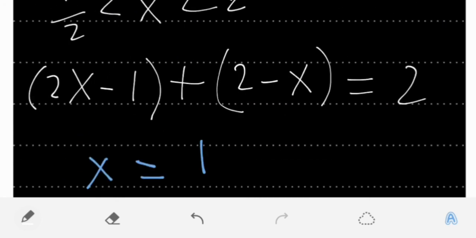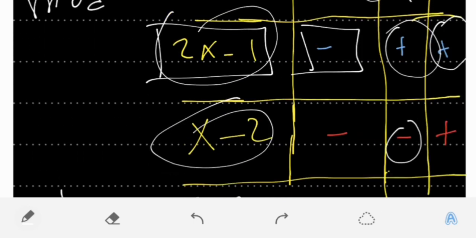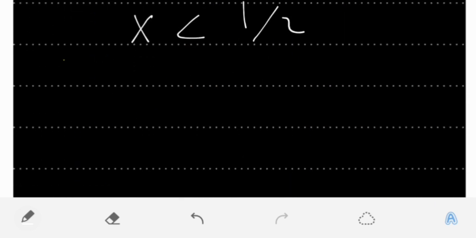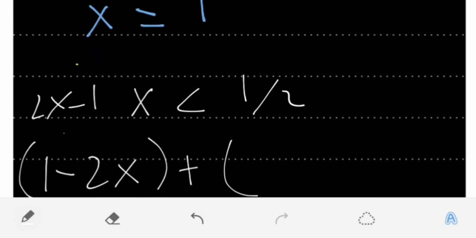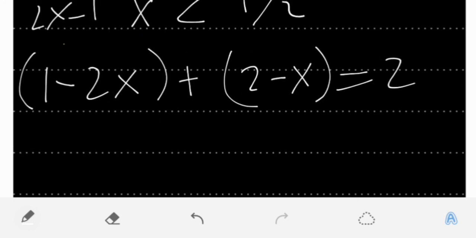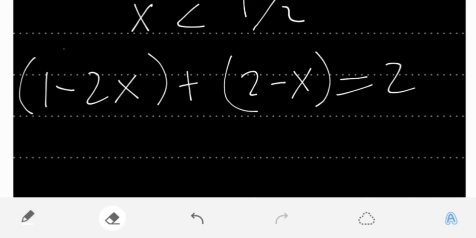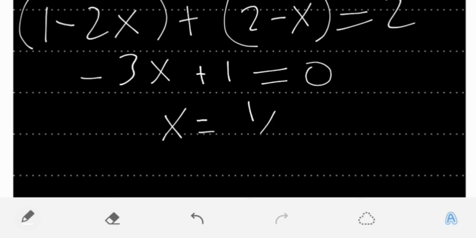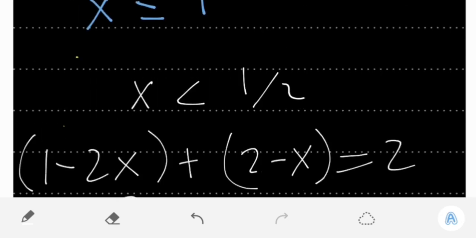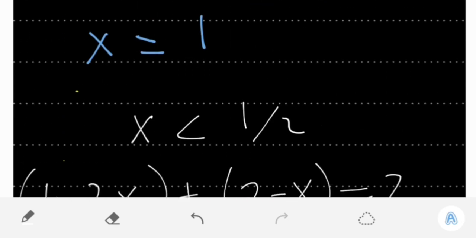Now let's take x smaller than a half. In this space both of them are negative, so both of them change sign. Instead of 2x minus 1 it is 1 minus 2x, plus the other one, which is 2 minus x, equals 2. So we have minus 2x minus x, minus 3x, plus 1 plus 2 equals 2, so minus 3x equals minus 1. We'll have that x is equal to 1 divided by 3, and a third is indeed smaller than a half, so this is an answer.